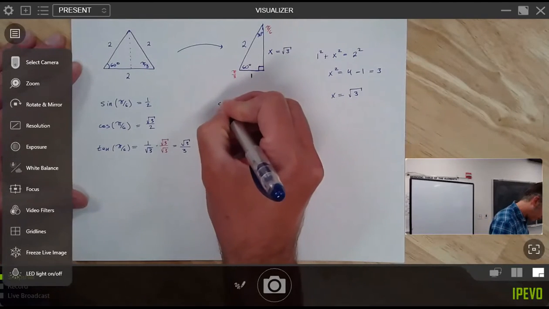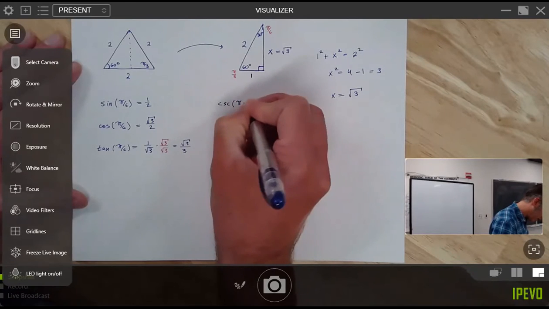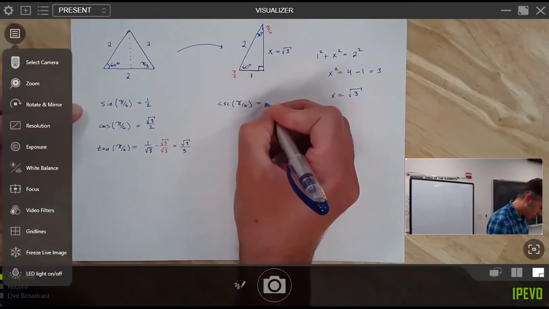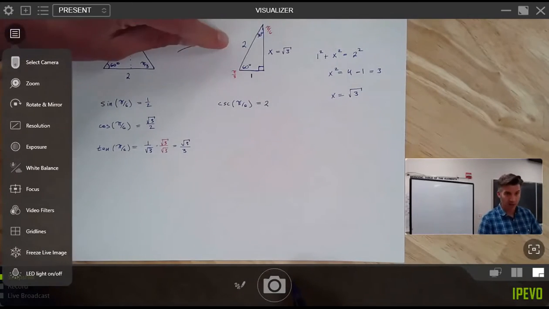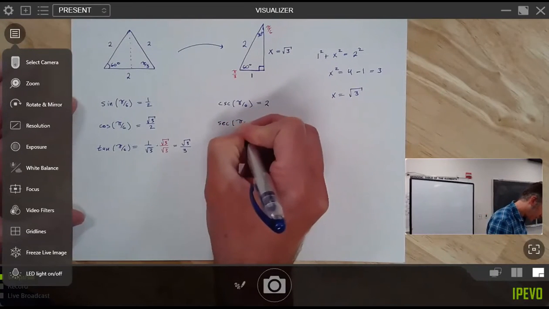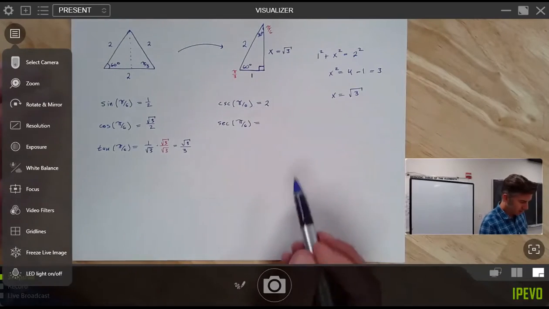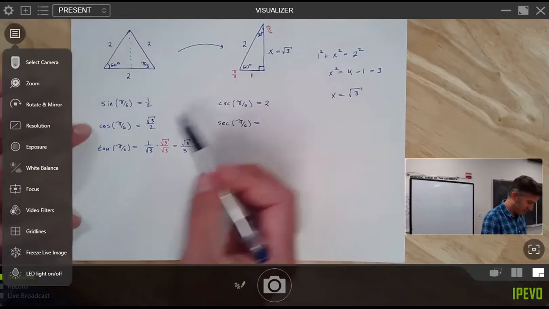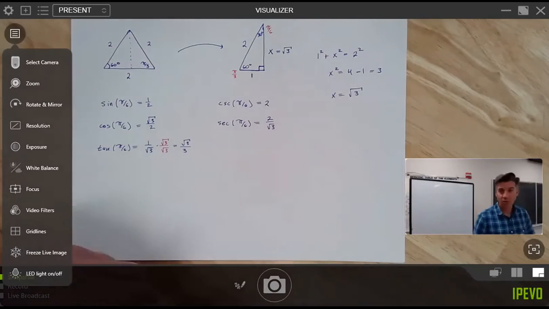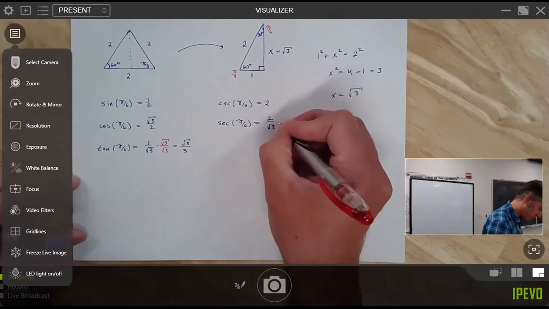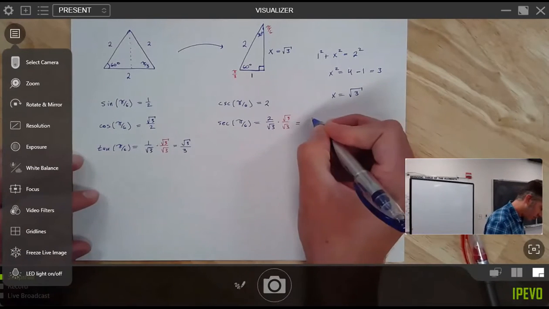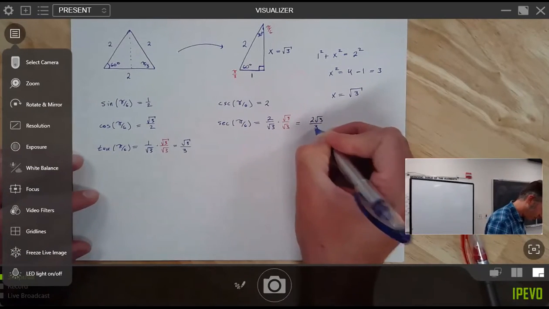So cosecant of pi over 6, it's just the flip of sine. So it's going to be 2 over 1, which is 2. Or you could look at the triangle and say it's the hypotenuse over the opposite. Secant of pi over 6 is going to be the hypotenuse over the adjacent, or just the flip of cosine. 2 over the square root of 3, which again, we should rationalize. So we're going to end up with 2 root 3 over 3.